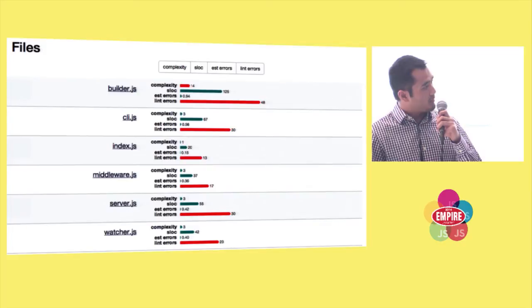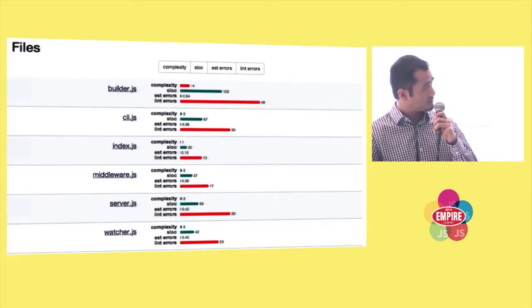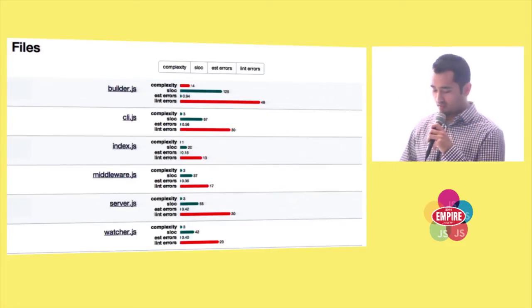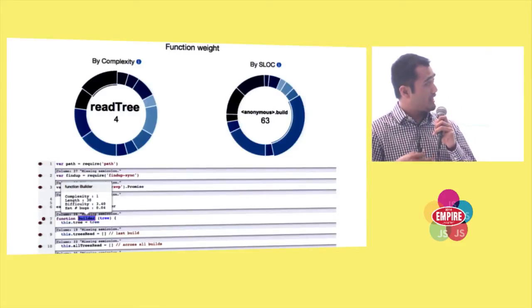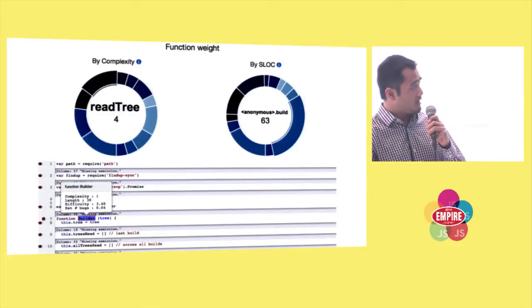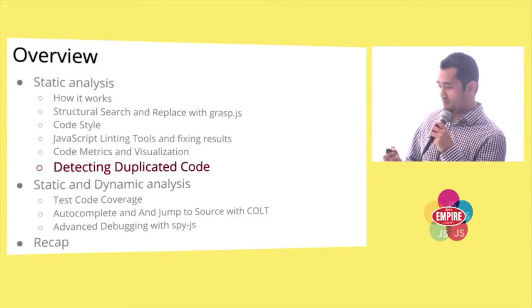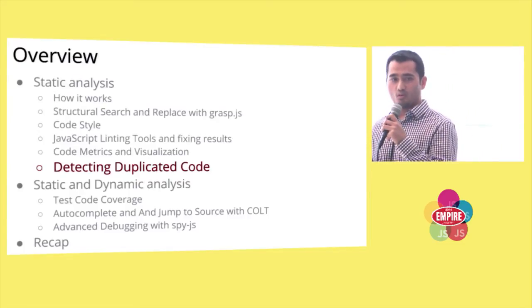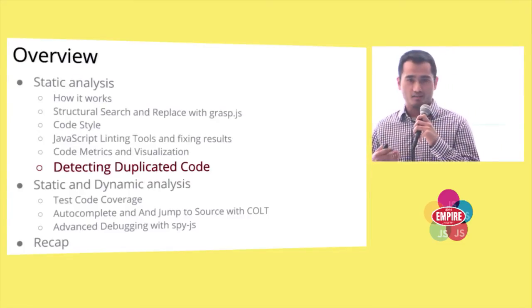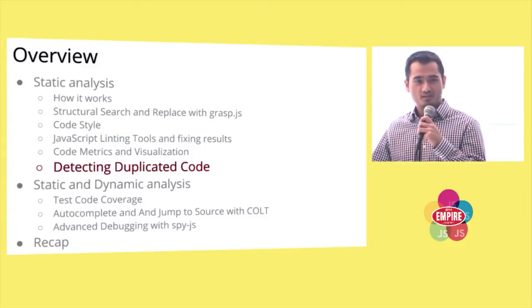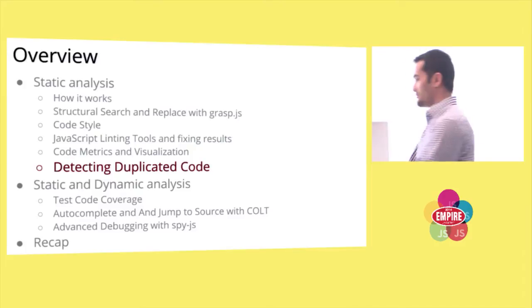And you could also sort them by various metrics: linting errors, complexity, source lines of code, and so on. And when you drill down into a single file, it also lets you look at which particular functions in that file are contributing to what kinds of metrics. So now we've talked about what good code should look like and what good code should do. That doesn't mean that if it's good, you want to clone it and put it everywhere. So let's see what happens with duplicated code.